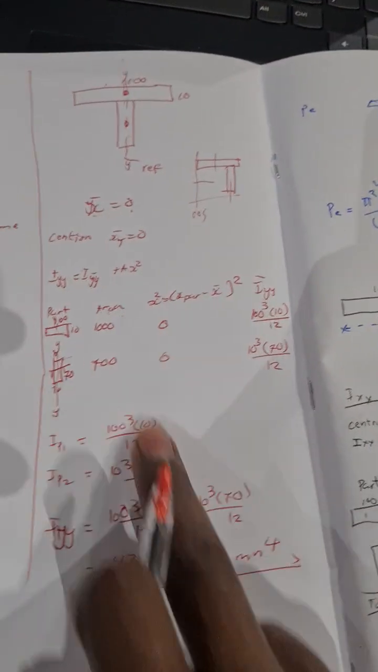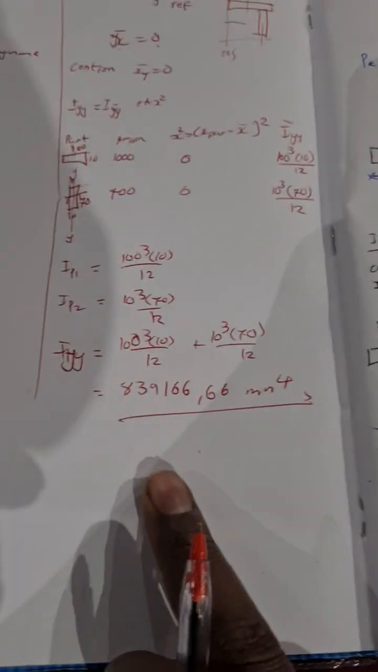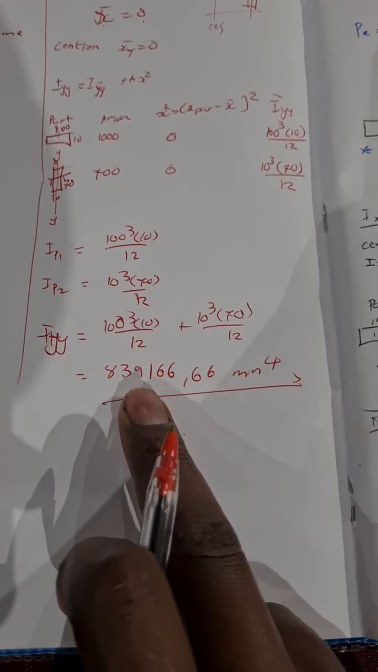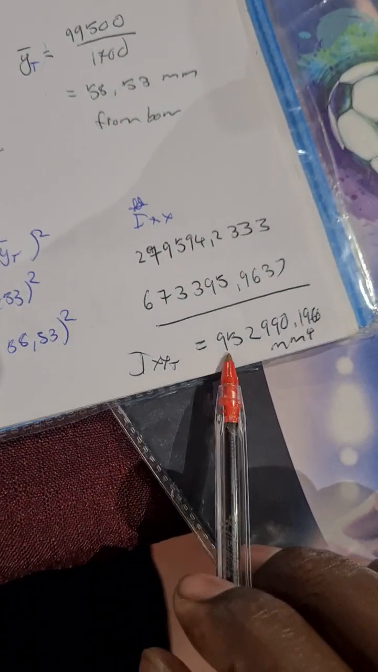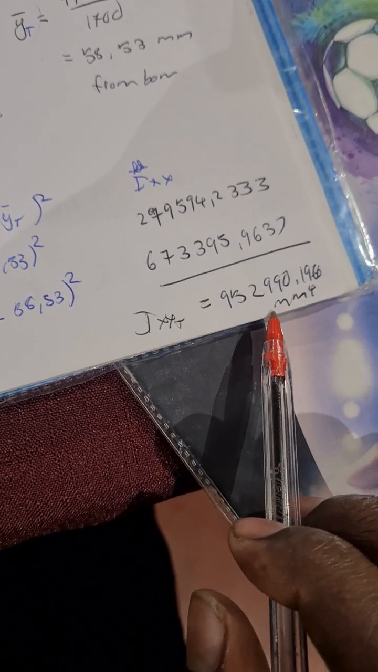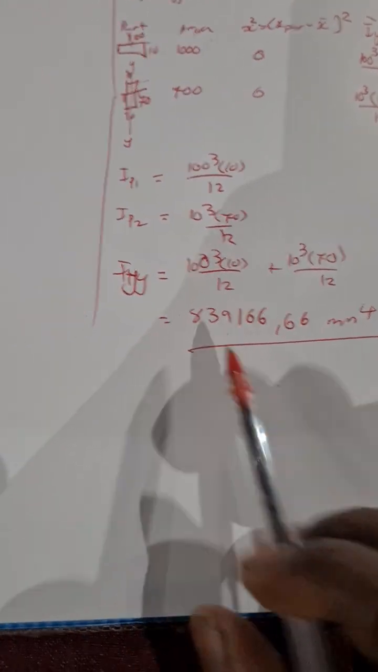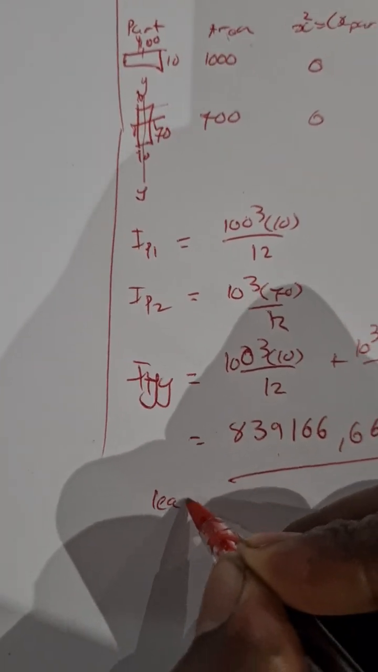Just follow the same method. So which one is the smallest? So we have this one 8. How many figures? 1 2 3 4 5. And this one 1 2, same number of units. So obviously 95 is bigger than 83. So the least one is what? So this is the least one.